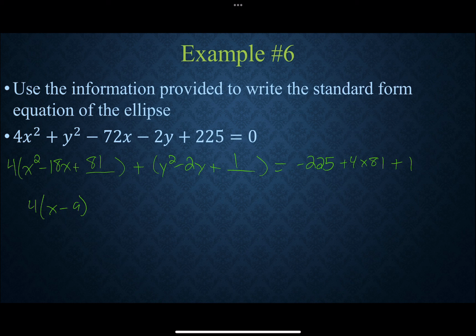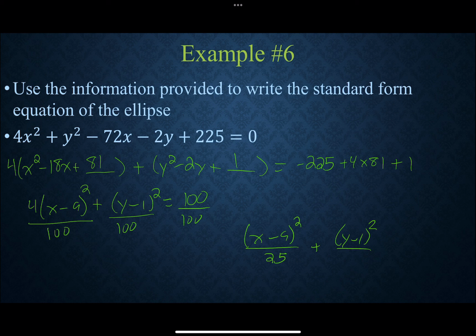We get 4 times (x - 9)² plus (y - 1)², and then we do our -225 plus our 4 times 81 plus 1, we get 100. And then we divide everything by that 100 because it always has to be fractions adding together to equal 1. And we get (x - 9)² over 25, and then (y - 1)² over 100 equal to 1. So that's our writing of the standard form equation of the ellipse based on either giving us coordinate point information, vertices and covertices, vertices and foci, or just the standard equation.